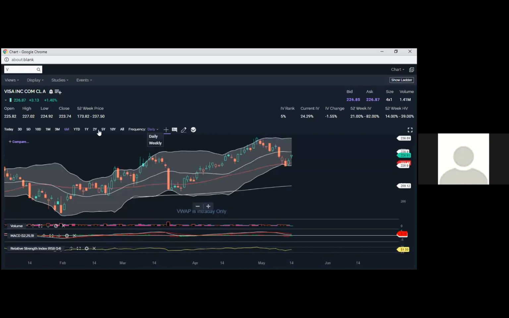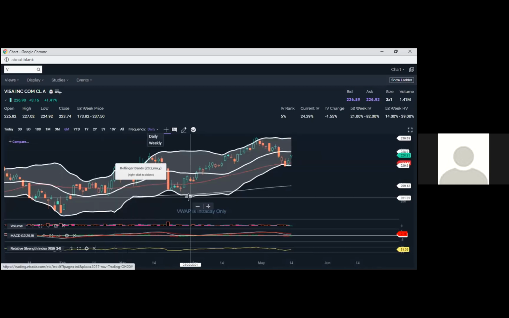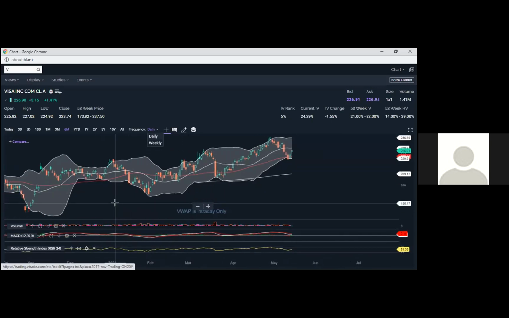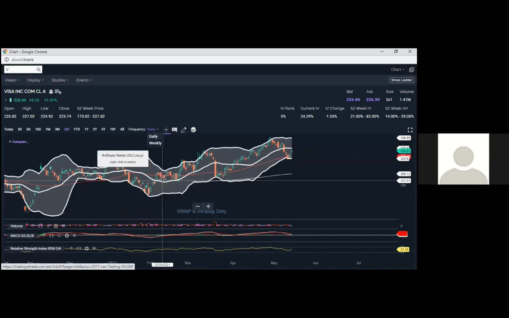So let's go ahead and switch this back to the daily. Zoom out a little bit. All right. So Bollinger Bands in the middle use a 20-day moving average. That is what we consider the Bollinger Band mean. As you can see, it's always in the middle of the Bollinger Band. No matter how wide the top and bottom of the Bollinger Bands get, this is always the middle average.